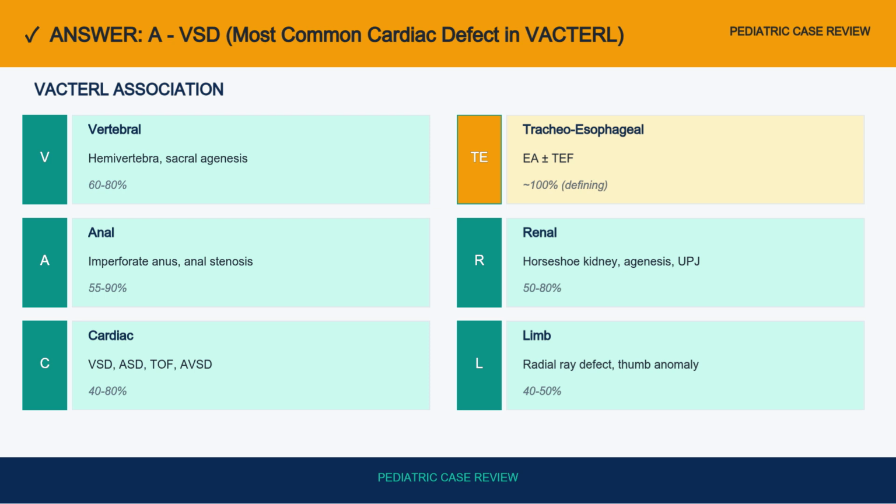Cardiac defects occur in 40 to 80% of VACTERL patients and include ventricular septal defect, atrial septal defect, tetralogy of Fallot, and atrioventricular septal defect. Vertebral anomalies appear in 60 to 80%, anorectal malformations in 55 to 90%, and renal anomalies in 50 to 80%. Every neonate with esophageal atresia or tracheoesophageal fistula should be fully screened for all VACTERL components before surgical planning.